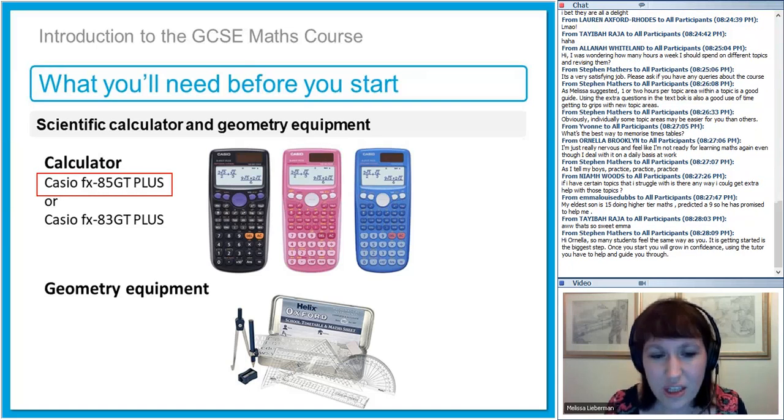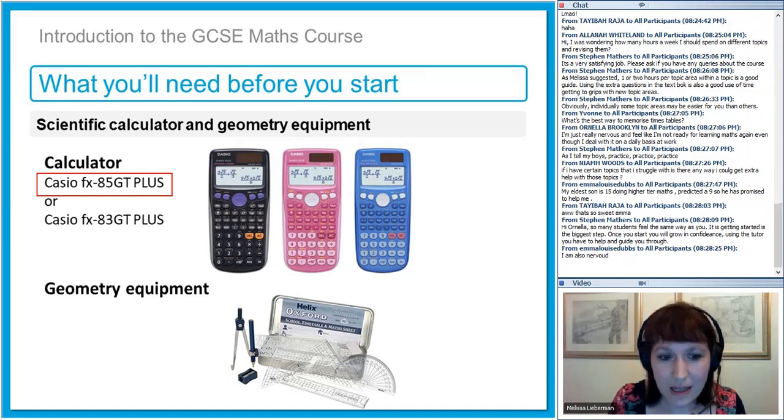You might see it called 83 GT Plus. The only difference is that one is solar powered and one runs on batteries. You can get them on Amazon. Should maybe cost not more than £10, but it's available in all major supermarkets as well.